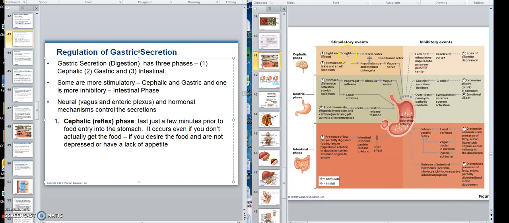I'm going to blow this up a little bit over here, if I can. So, the sight and thought of food, the cortex will do that. It will then send it to the hypothalamus and medulla oblongata, but the output will be via the vagus nerve. So the key to this is neural. Now this is the sympathetic. Over here, loss of appetite, depression. In that case you're using the stress system, which would be the sympathetic. Cerebral cortex also. Lack of stimulatory impulse to the parasympathetic center. The parasympathetic center would be over here.